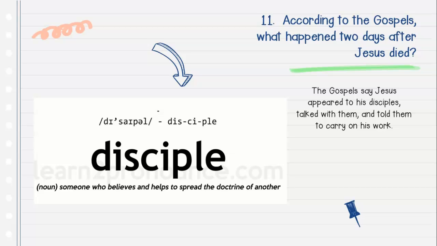Question number 11. According to the Gospels, what happened 2 days after Jesus died? The Gospels say Jesus appeared to his disciples, talked with them, and told them to carry on his work.